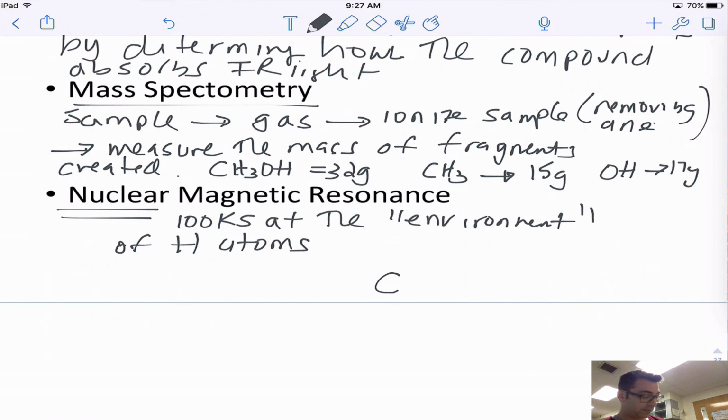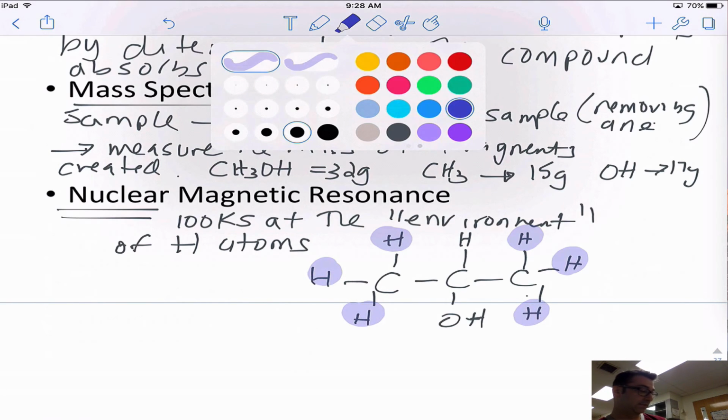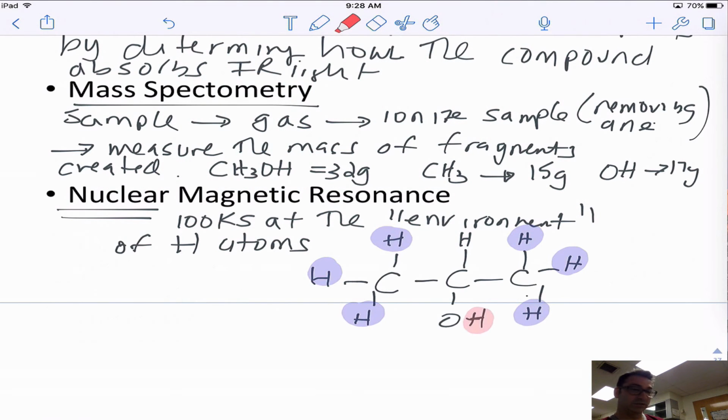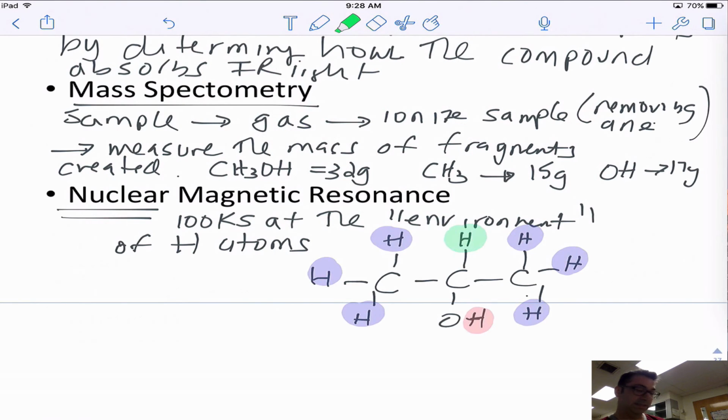For example, if I were to give you something like 2-propanol. Well, there are hydrogens attached to all these carbons, and there's also a hydrogen attached to the oxygen. So really there are 3 environments. There's the environment where you have the hydrogens attached to the end carbons. There's the environment where you have the H attached to the O. And there's the third environment where the H is attached to the C.